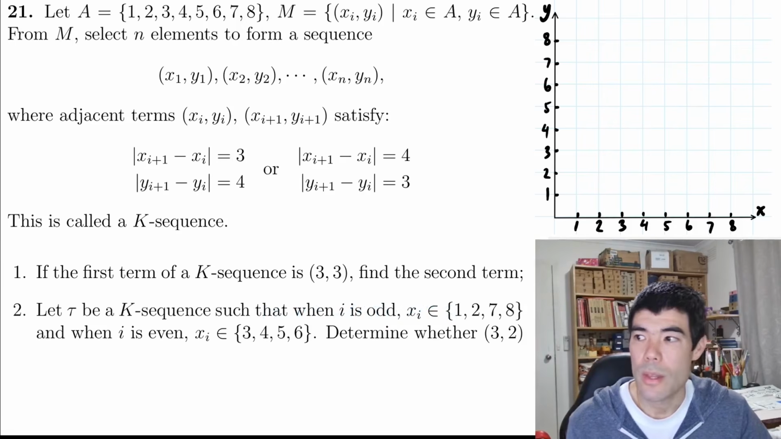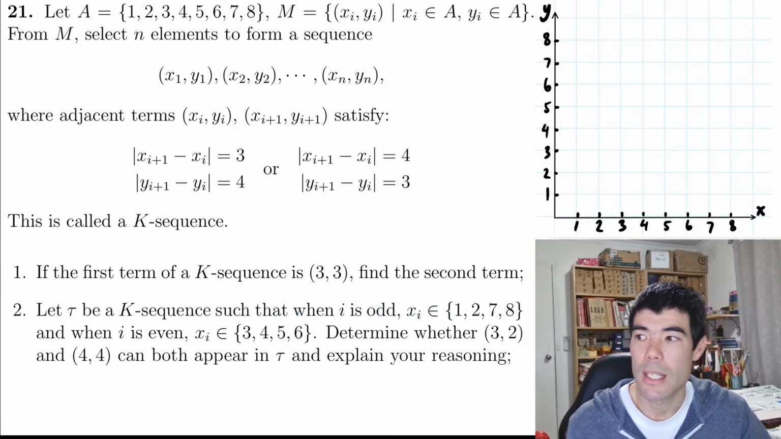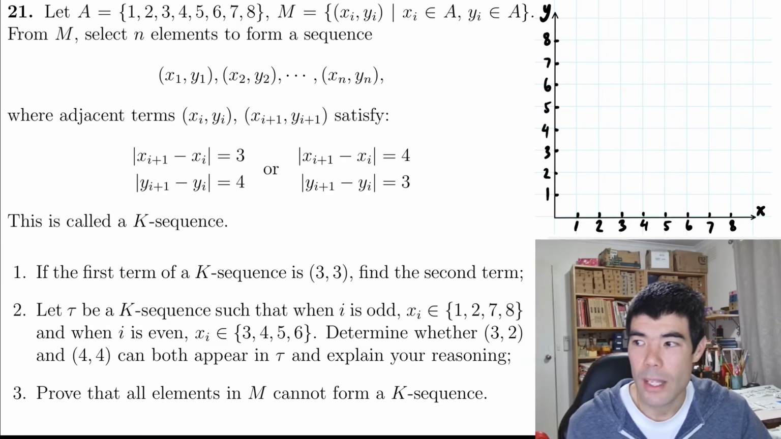Part 2 is where things get a little bit more interesting. Let tau be a K sequence such that when i is odd, Xi is in {1, 2, 7, 8}. When i is even, Xi is in {3, 4, 5, 6}. Determine whether (3, 2) and (4, 4) can both appear in tau and explain your reasoning. I'll also show part 3 here: prove that all elements in M cannot form a K sequence. So if you want to pause the video and have a go at the whole problem yourself, feel free to do that now.